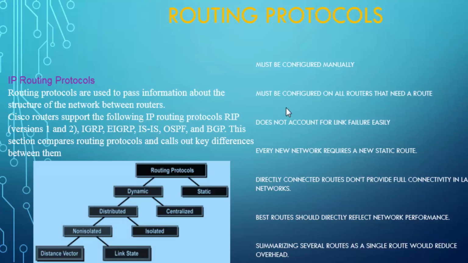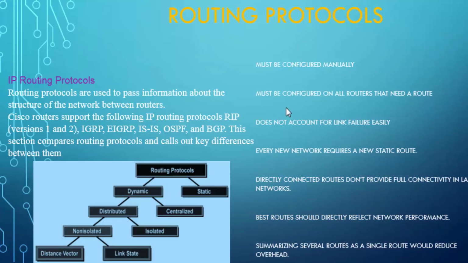So this is something that works a little bit better with dynamic protocols, as we mentioned before. Best route should directly reflect network performance. When we are talking about network performance, we're gonna get deeper into that in a couple seconds. We are talking about the fastest way that the routers can get from one place to another place, another router in your personal network.